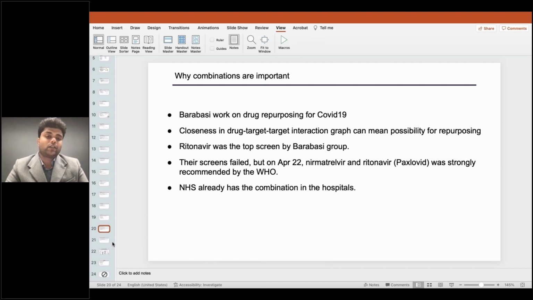One of the things within combination therapy that we found really interesting was a work by Albert-László Barabási on drug repurposing for COVID-19. They use an ensemble of methods, including network analysis and GNNs. Ritonavir was found as a top screen by the Barabási group, but interestingly, their screens actually failed. But a combinational therapy using ritonavir, called Paxlovid, was strongly recommended by the WHO like 3 or 4 days back for COVID-19, and the NHS has already been using this combination in hospitals. So combinational therapy is pretty potent and useful, and it is a direction in which the world is going, for sure. Next slide, please.